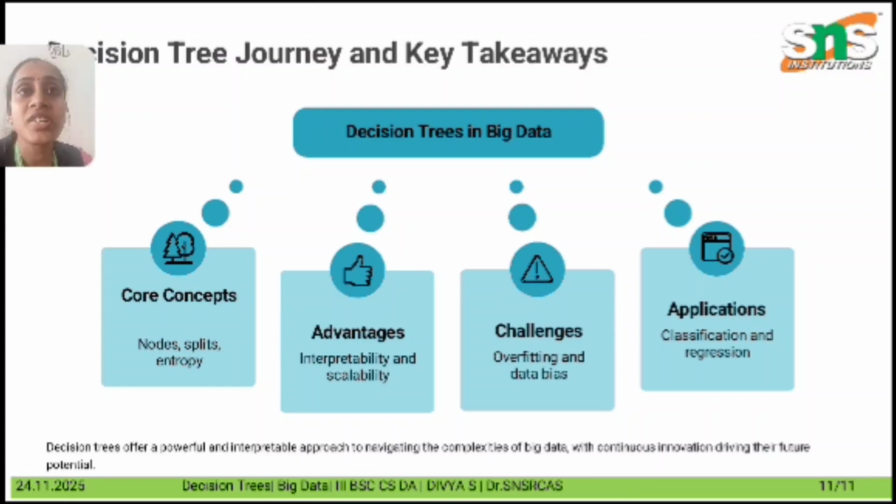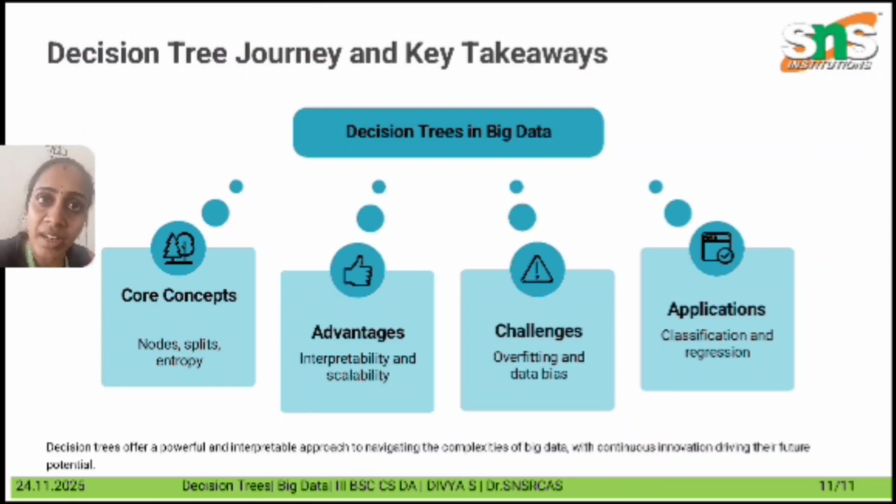Finally, the decision tree journey and key takeaways. Decision trees in big data have core concepts of node splits and entropy, and advantages of scalability and interpretability. Challenges are overfitting of the data and data bias. For applications, classification and regression algorithms can be implemented in big data along with the applications of big data technology.